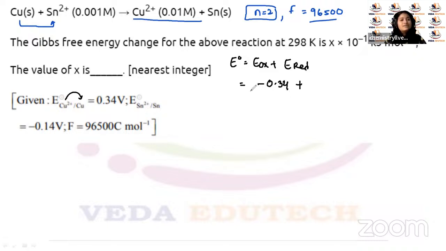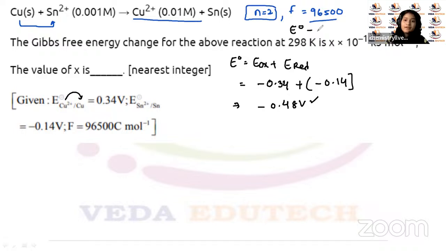plus. Okay, who is getting reduced? Sn is getting reduced. So that is given to us as minus 0.14. So you get minus 0.48 volt. This is going to be your E naught. So we got the value of E naught. We'll write the value of E naught here as minus 0.48 volt and we'll remove the rest of the thing because we have to find out the E cell, right?